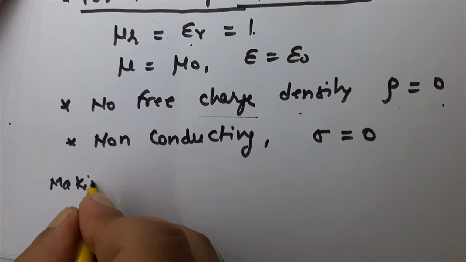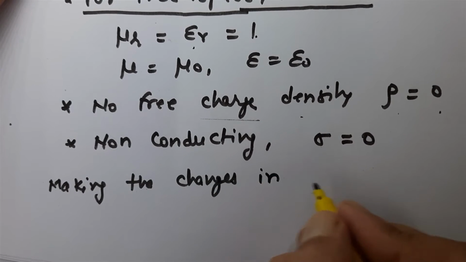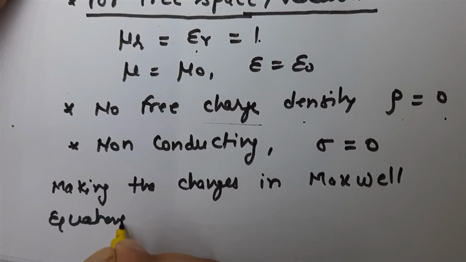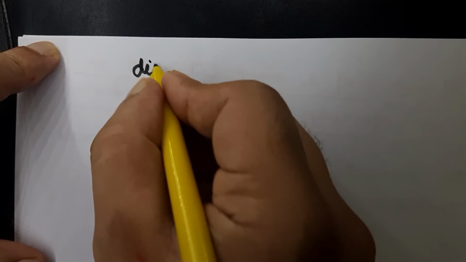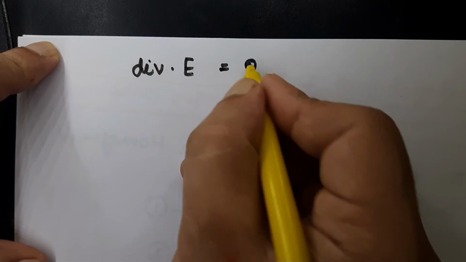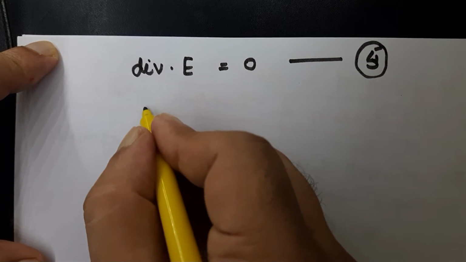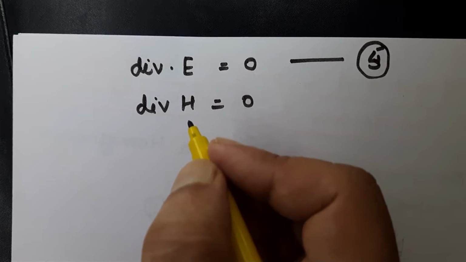So making the changes in Maxwell equations, I will make the corrections on the next slide. The first equation, which is divergence E is equal to rho by epsilon, is now left as divergence E equals 0 as the value of rho is 0. So this is my equation number 5 now. The sixth equation is divergence H equals 0. This is my equation number 6.